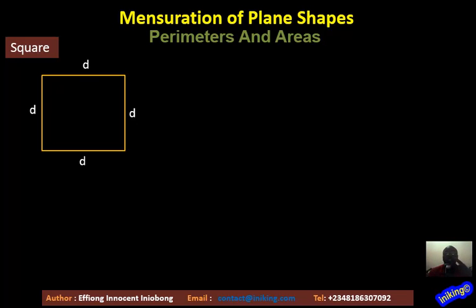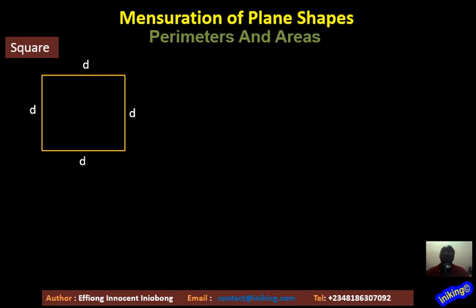We're still on perimeters and areas of plane shapes. Next is the square. A square is a special rhombus. We know a rhombus has all sides equal. Now what makes a square a special rhombus?